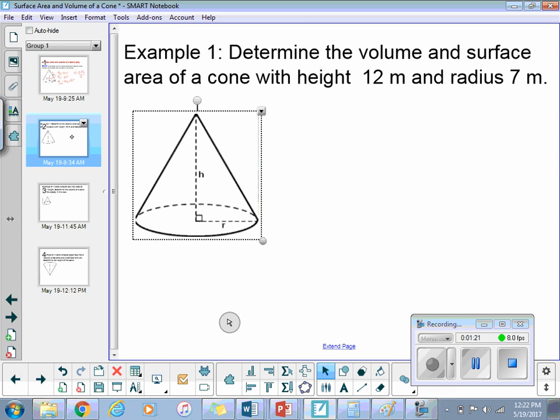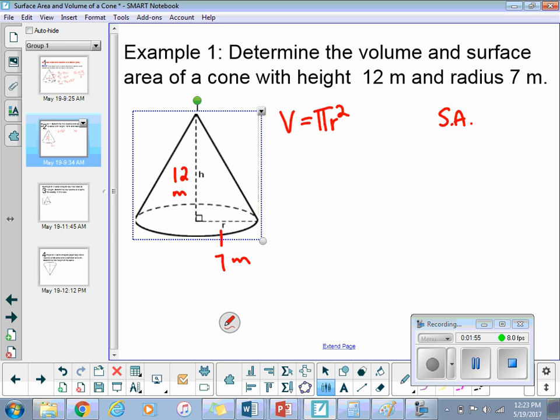So let's take a look at the first example. It says to determine the volume and surface area of this cone. Let's fill in what we know. We know that the height is 12 meters and it has a radius of 7. So right here the r is 7 meters. 12 meters, 7 meters. And you're asked to determine both volume and the surface area.